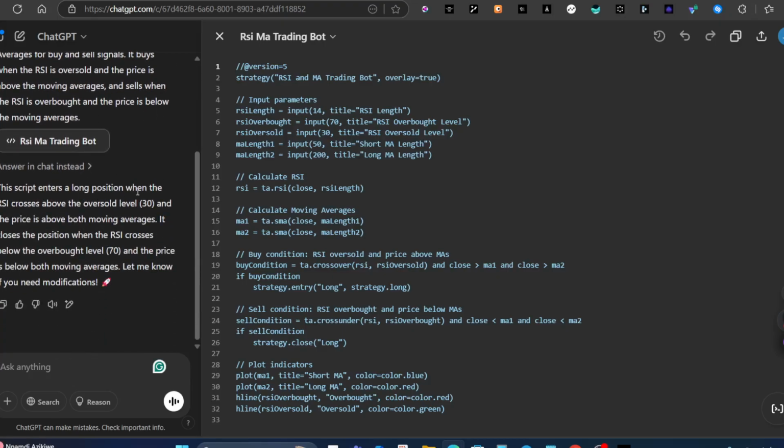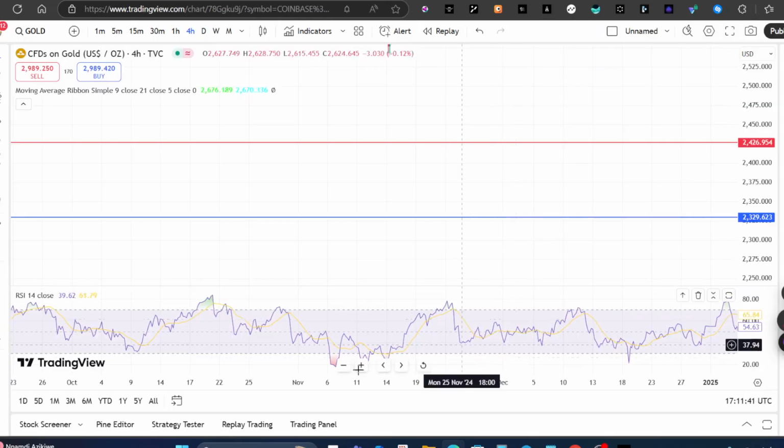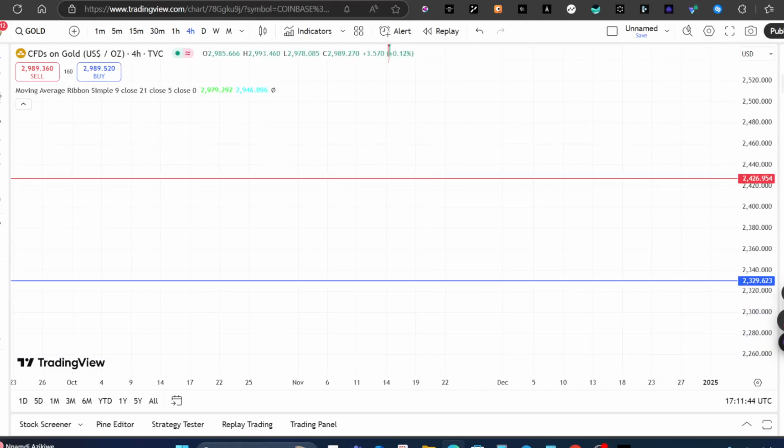This script enters a long position when the RSI crosses above the oversold level 30 and the price is above both moving averages. It closes the position when the RSI crosses below the overbought level, which is 70, and the price is below both moving averages. Now, what we're going to do next is we have to implement this. Now that we have the code, we are going to copy the script into TradingView's Pine script editor. So we're going to head into the TradingView's Pine script editor right now.